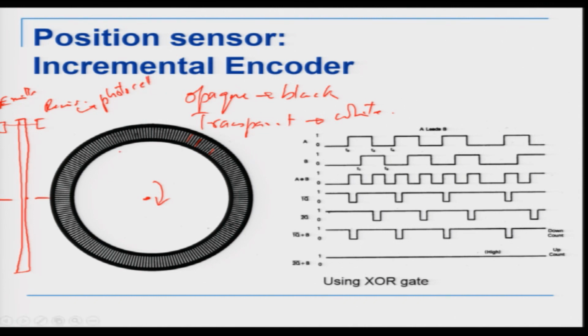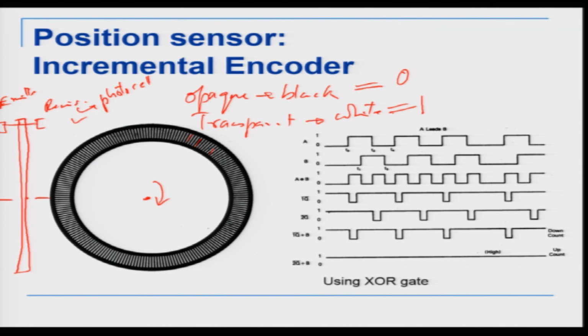This ring has slots, with opaque and transparent parts. Whenever a transparent part comes in, the light will go through and you will get a signal here. Whenever the opaque part comes in, light cannot go through, so you will get no signal here. Essentially it is like saying black is 0 and transparent is 1: whenever it is transparent it is 1, light is going through, and whenever it is opaque it is 0, light is not going through. That is how the encoder works.